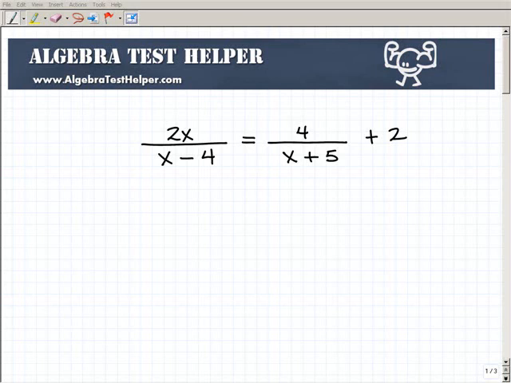And solving rational equations usually can be pretty challenging, or at least involve a lot of steps. So I'm going to be moving at a pretty good pace here, and there might be some things that you don't understand. If that's the case, please come over to our site, algebratesthelper.com, and read up or build those particular skills that you might be lacking as we get into this problem. So that's the first thing.